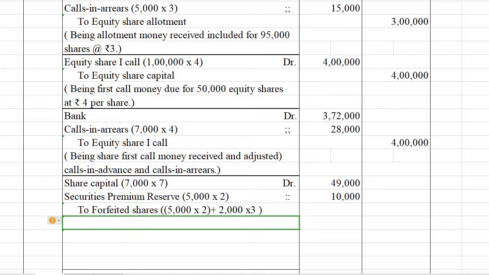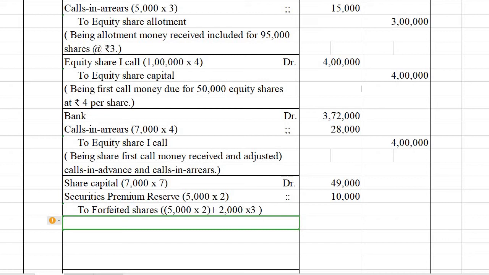Forfeited shares. Let us see. Forfeited shares means how much money is paid on the shares forfeited. That means 5,000 into 2 he paid, application money paid for 5,000 shares. And these 2,000 shares paid application and allotment. Application rupees 2, allotment we will consider only the capital value. So 2,000 into 1 rupee for allotment and 2 rupees for application, so total 3 rupees. Since the shareholder of the 2,000 shares has paid the premium amount, we will not include premium.